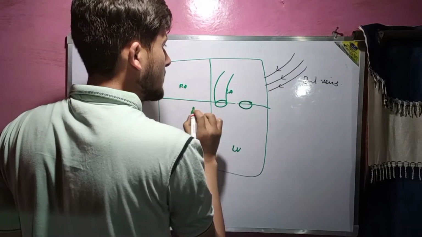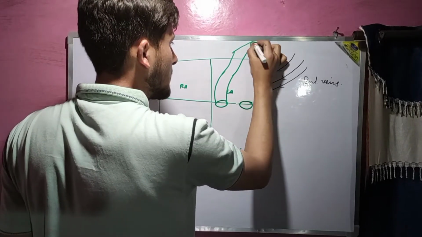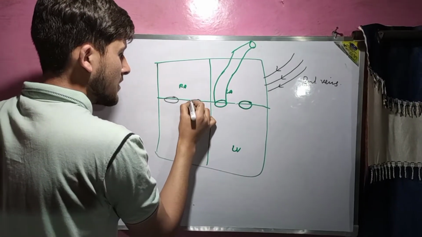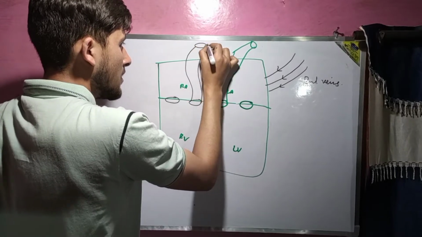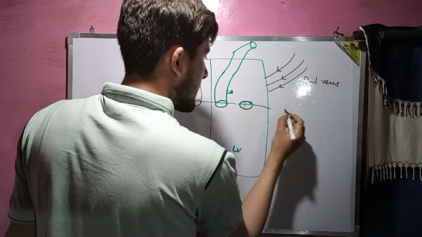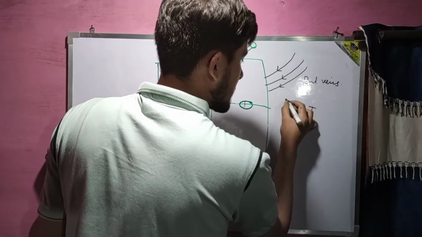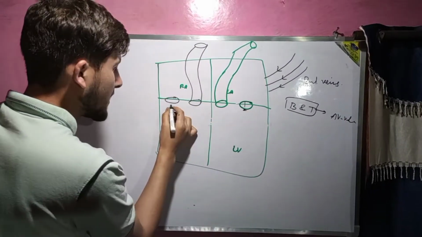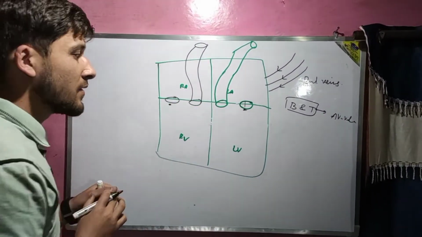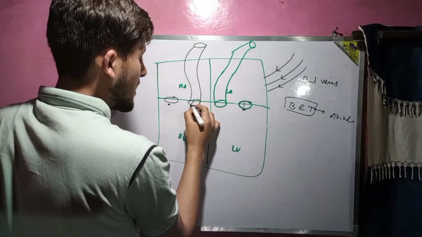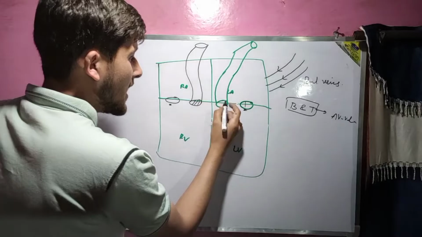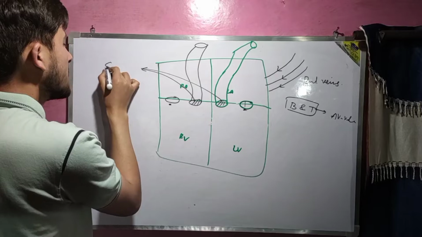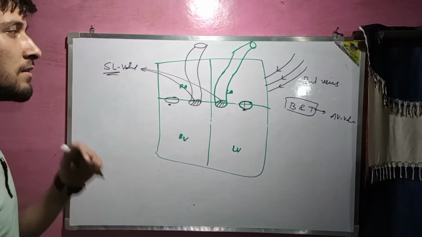This is the aorta. This is the tricuspid valve, and this is the pulmonary artery. We know that the bicuspid and tricuspid valves are collectively called the AV valves. This is the pulmonary valve, and this is the aortic valve. These are collectively called the semilunar valves or SL valves.